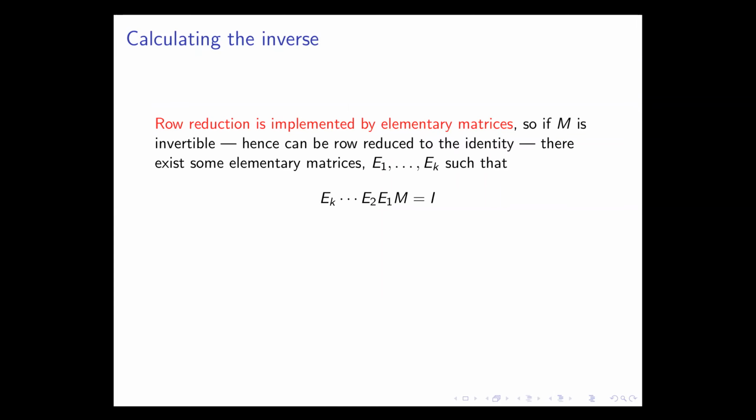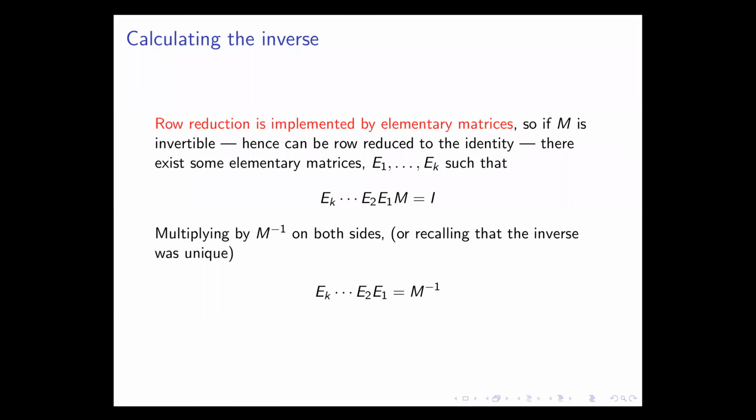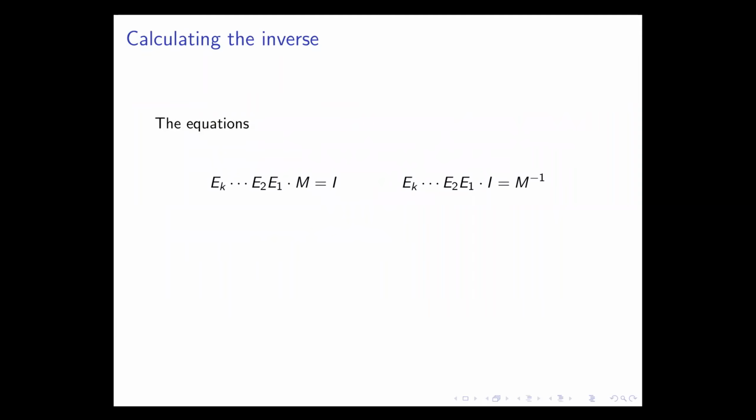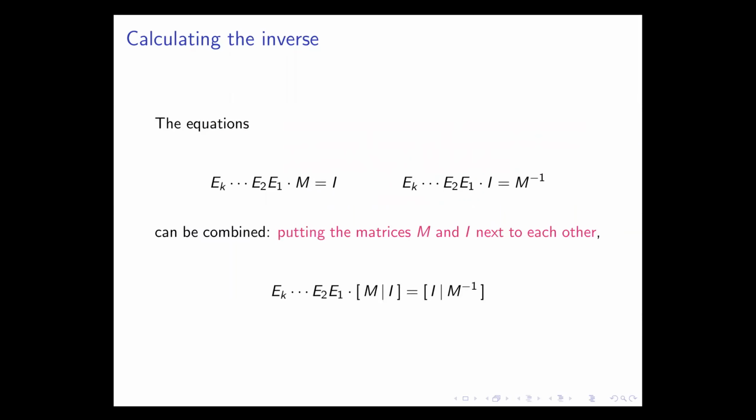So there exist some elementary matrices, E1 through EK, for some value of k, such that if you multiply M by these matrices on the left in this order, E1, E2, and so on, up to EK, we get the identity matrix. And then if you multiply by M inverse on both sides, we get that M inverse is equal to EK times EK minus 1, and so on, times E2 times E1. So these equations are equivalent, and we can combine them together.